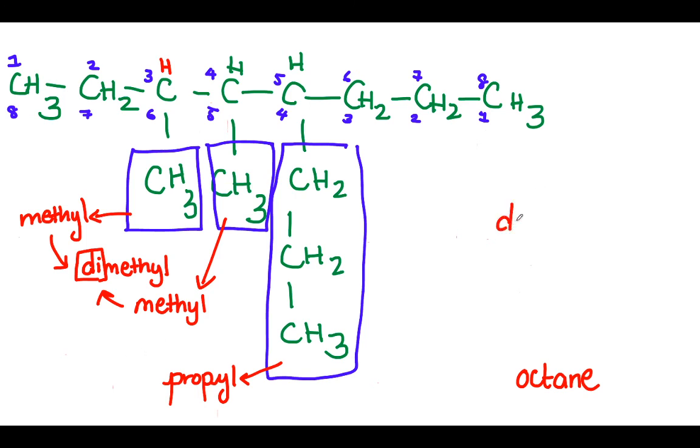So I've got dimethyl. I'm just going to write this all together to see how we're going to put it together. Dimethyl and propyl. And my numbers are, I've got 3, 4. So 3, 4 dimethyl. And my propyl has the number 5. So these are all of my components. So this is my side group, this is a side group, and this is my parent chain.